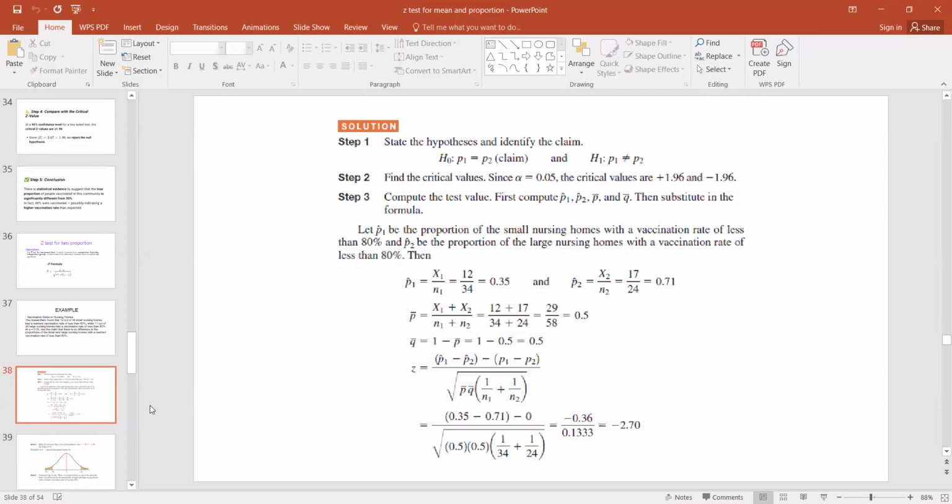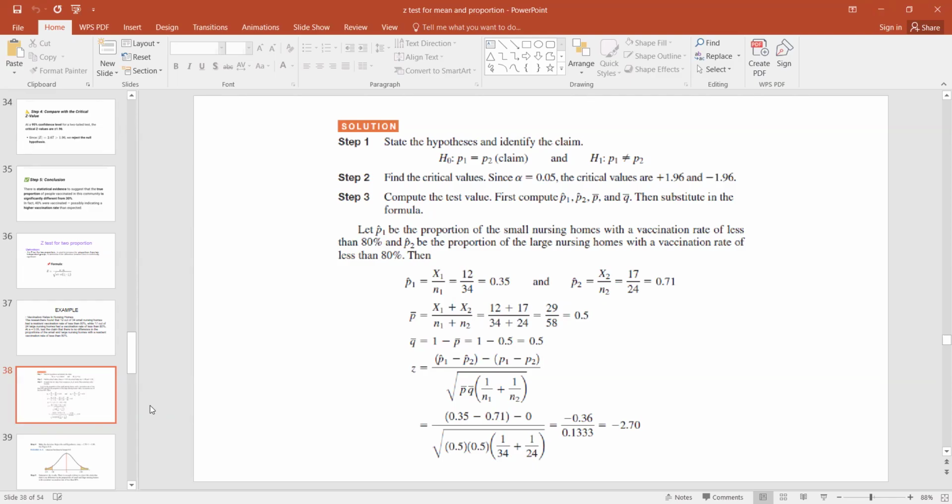This is the solution. Step 1, state the hypothesis and identify the claim. Null hypothesis: P1 is equal to P2, which is the claim, and alternative hypothesis: P1 is not equal to P2. Step 2, find the critical value. Since alpha is equal to 0.05, the critical values are plus 1.96 and minus 1.96.